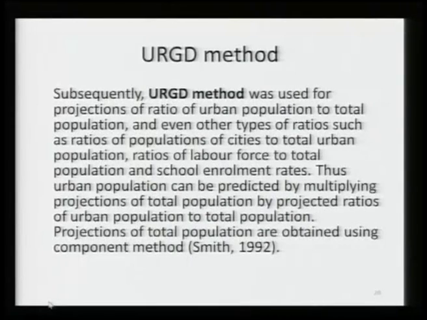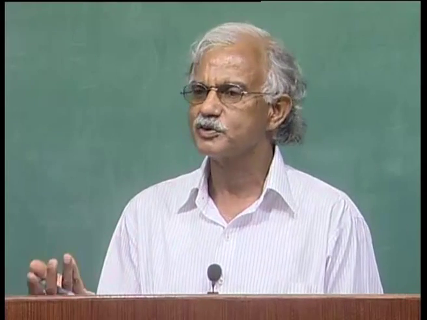URGD method was used for projections of ratio of urban population to total population and even other types of ratios, such as ratios of cities to total urban population. I remember when this manual 8 was published, I was a student of IIPS and in India, we were the first to forecast population of urban areas of Maharashtra and of different cities of Maharashtra using this URGD model. And these projections were found to be quite useful by government of Maharashtra. Similarly, ratios of labor force to total population and school enrollment rate also follow the same model.